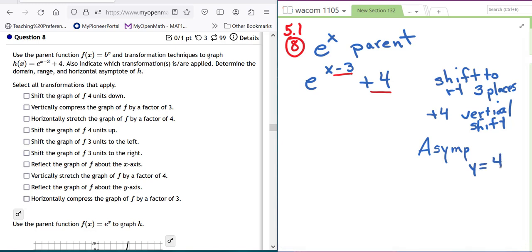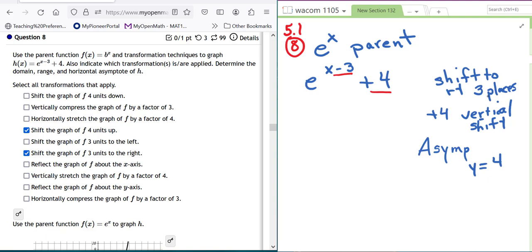Let's go ahead and mark our things. So we're going to shift to the right 3 places because we do the opposite there. So shift to the right 3 places. And we're going to go up 4. Not a stretch. It's just up 4.